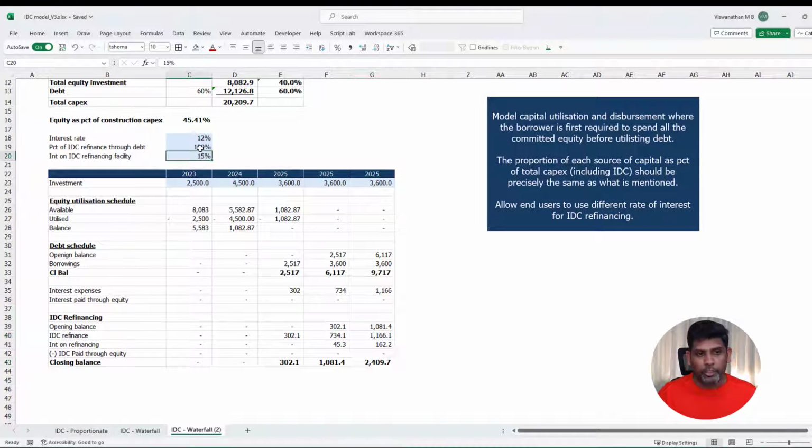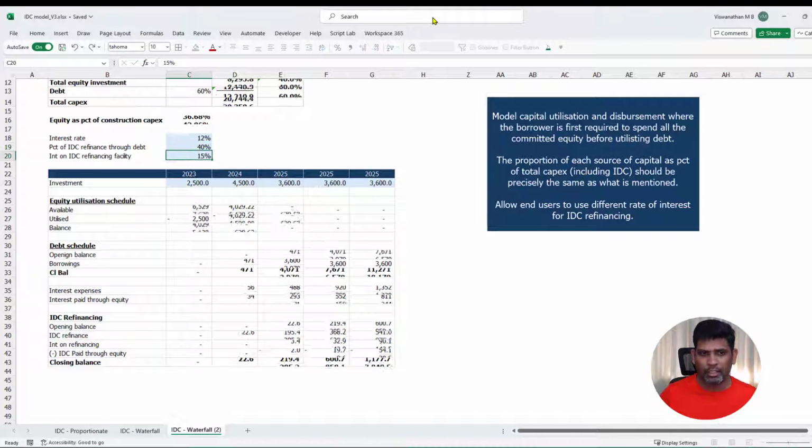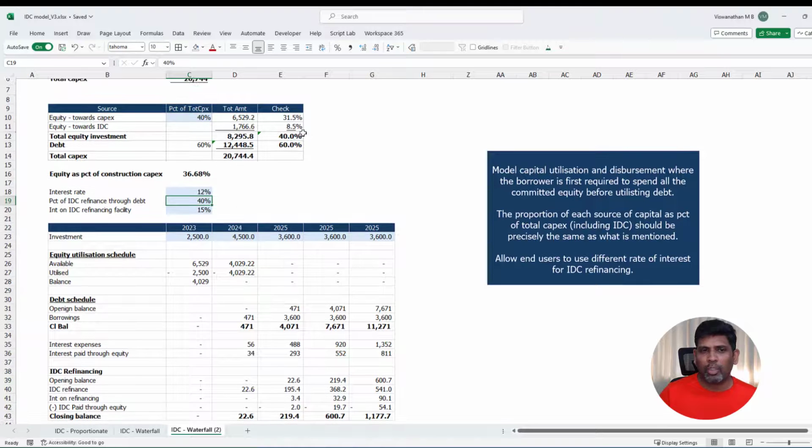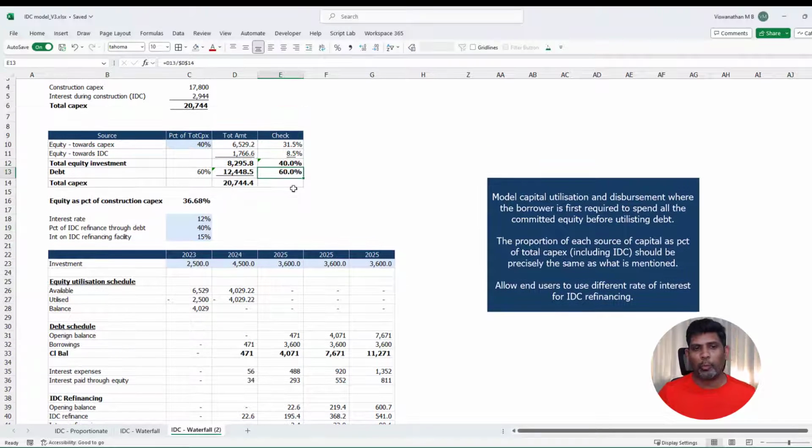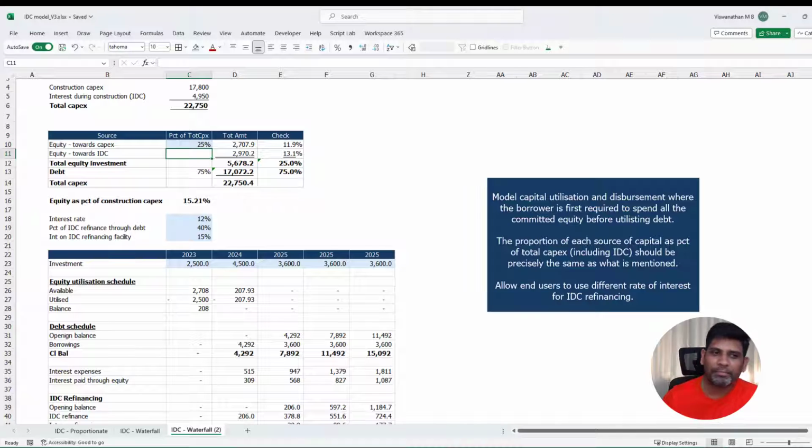and that will carry a different interest rate, let's say 15%. It works that way. You could change how much of IDC will be funded through equity, how much will be funded through debt. We can also play with that. Under all circumstances, our debt will be equal to 60% of total capex, or whatever percentage we want. If you want 25, 75, again, you could see that it's working.